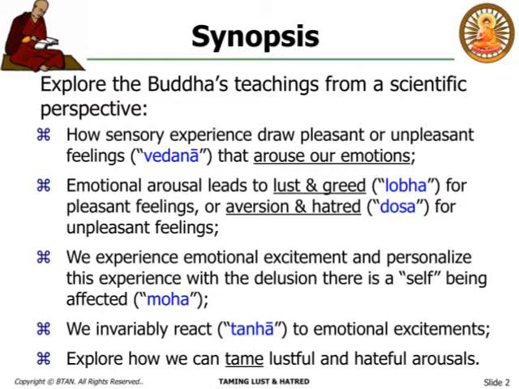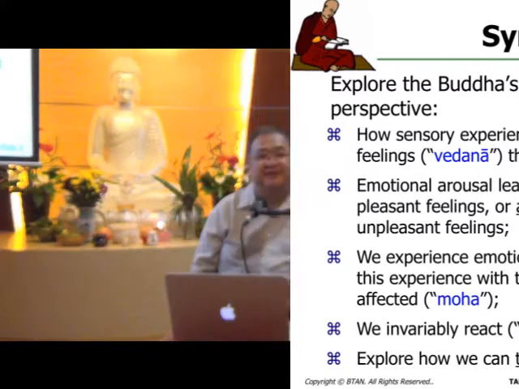At the same time, we experience this emotional excitement, and the arousal and the reaction collectively, that is a kind of emotional excitement. And we begin to personalize every experience. And when we personalize these experiences, we begin to form a delusion that there is a self that is being affected. For instance, when you touch something hot and your hand feels the pain, what do you say? Oh, my hand hurts. Do you say, this hand hurts? No, my hand hurts. The word my comes up.